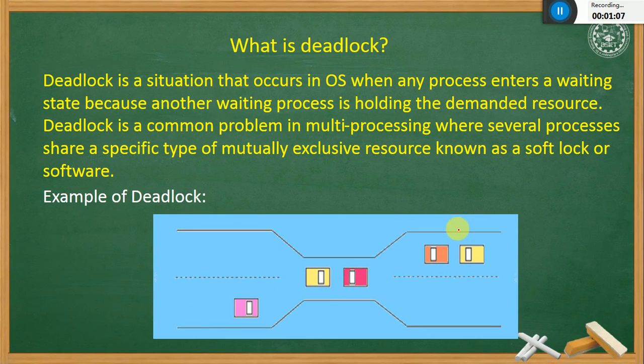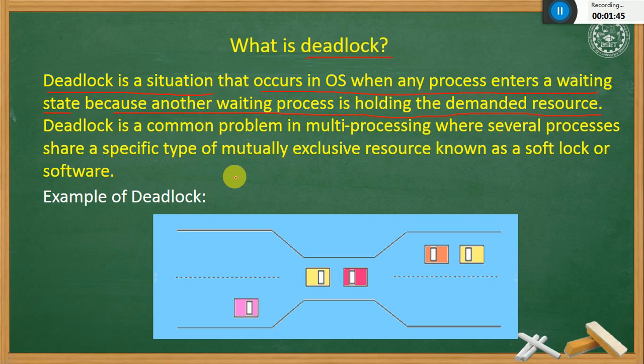So my dear students, what is a deadlock? Deadlock is a very important concept in the operating system. Deadlock means a condition which decreases the overall performance of your system. What is the technical definition of deadlock? Deadlock is a situation that occurs in the operating system when any process enters the waiting state because another waiting process is holding the demanded resource.